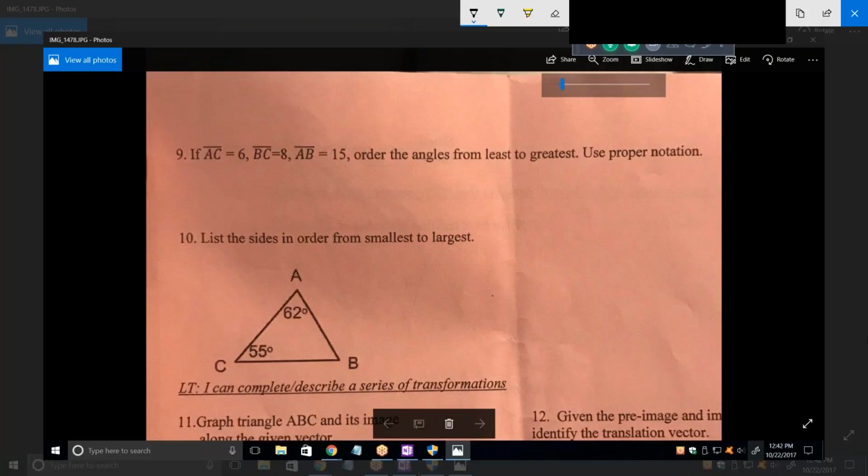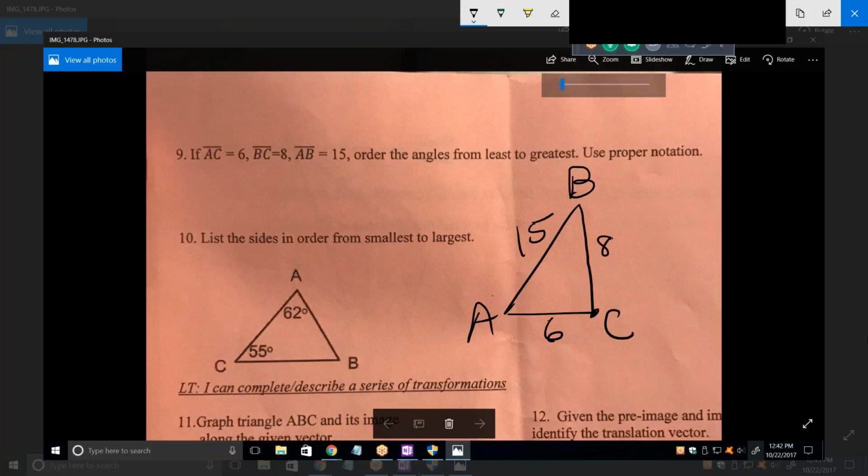Well, first of all, let's draw a picture just to make sure we know how to label this triangle. I'm going to call that AB, because that's 15. And then AC is 6. And then BC would be 8. Close enough. Okay? So there's our picture. Now tell me angles. Order the angles from least to greatest.